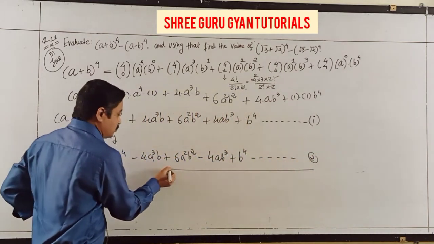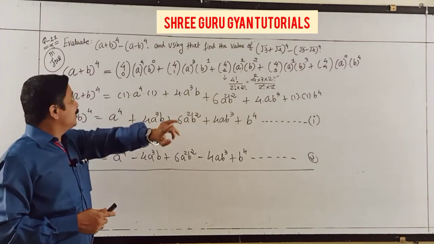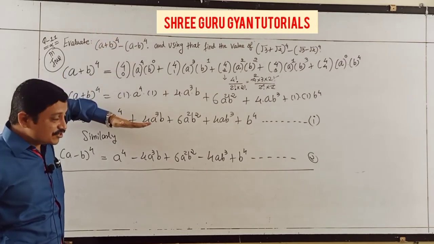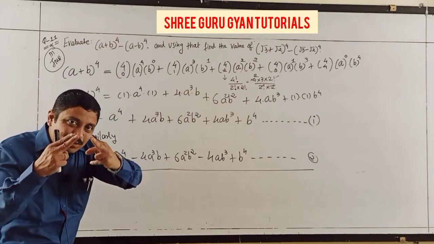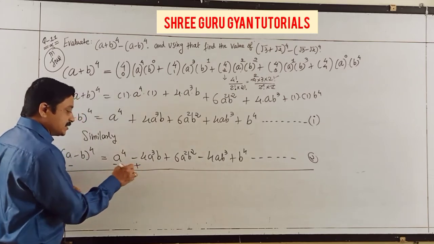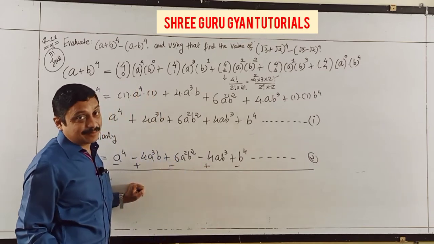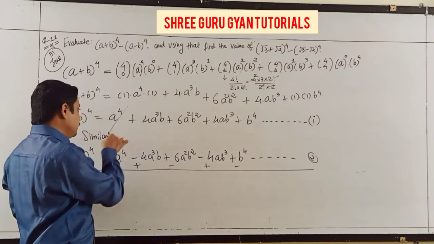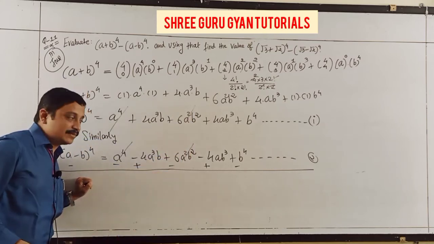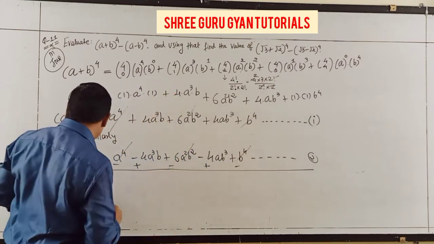And with both of them, you can try subtraction, equation 1 and equation 2. Both are subtracted. So here minus, minus here plus, minus here plus, and here minus. So these are cancelled: a to the 4 and a to the 4 cancel. This also cancelled, and that one is also cancelled. So remaining you have 2 times.